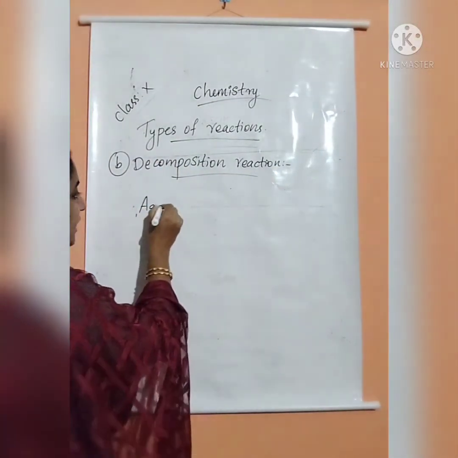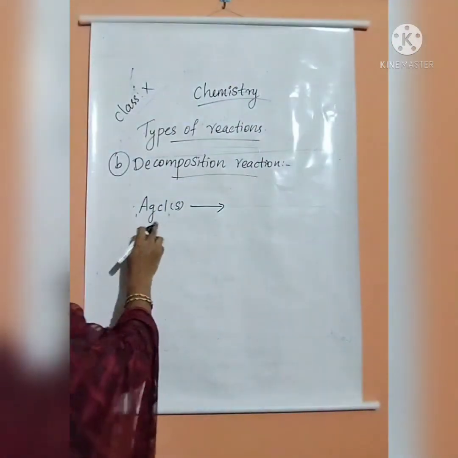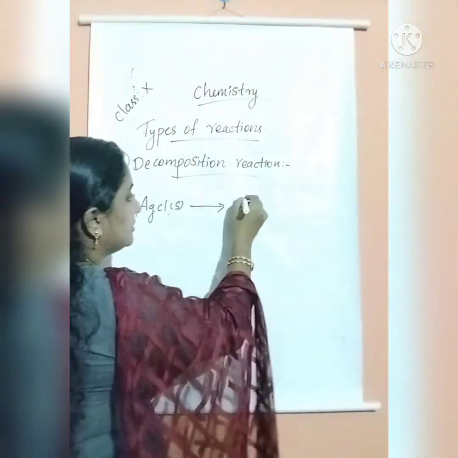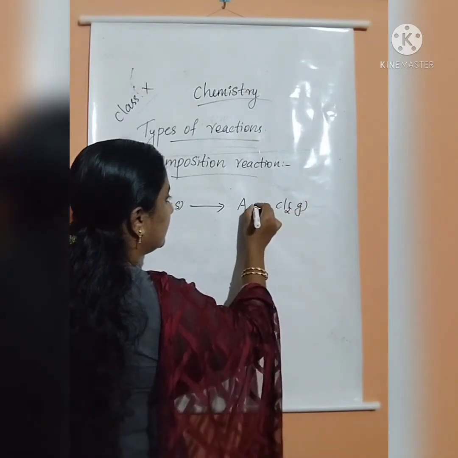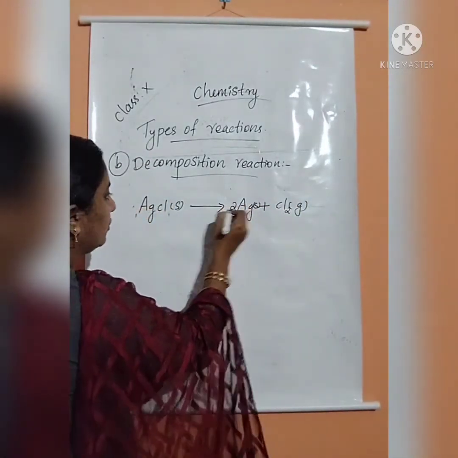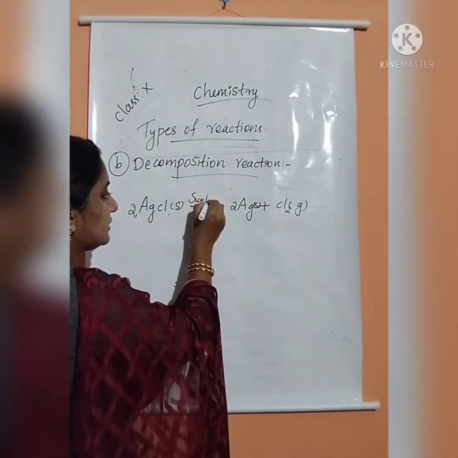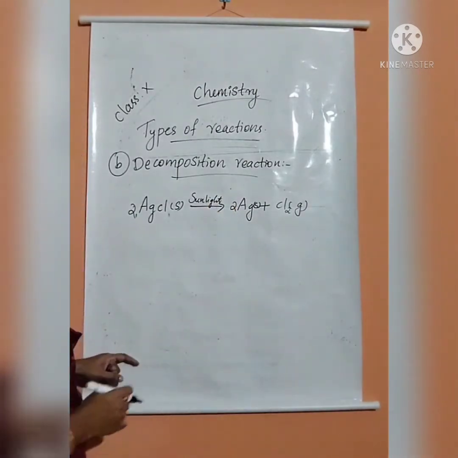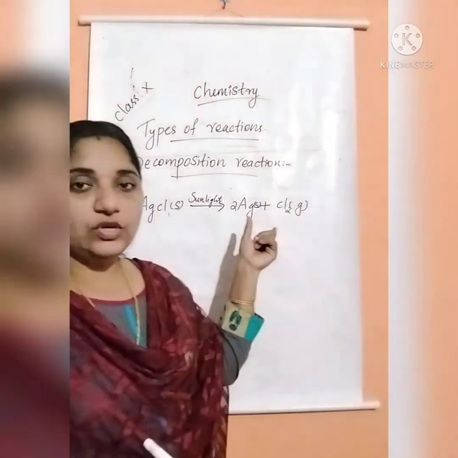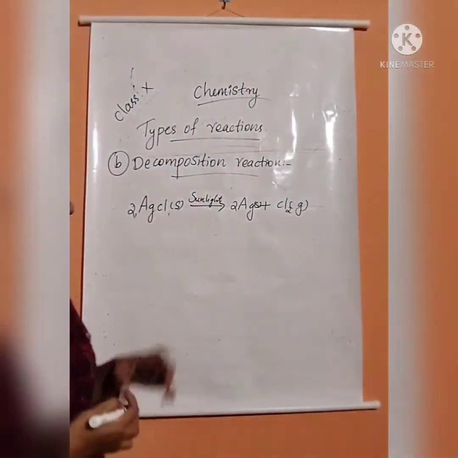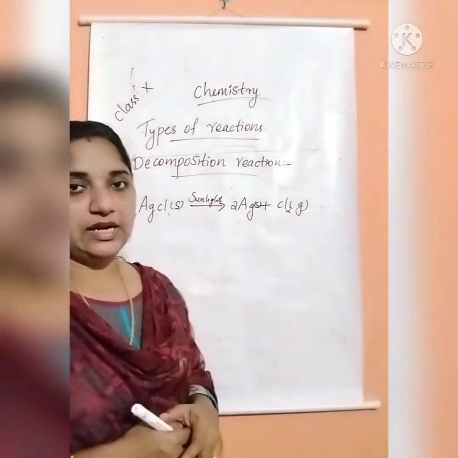Silver chloride, AgCl, exists in solid form. That turns into silver and chlorine gas. Silver exists in the solid state. So 2AgCl, this is silver chloride, in the presence of sunlight. Okay. This reaction happens in the presence of sunlight. So this is known as a photolytic decomposition reaction. This is a type of decomposition reaction. This happens only in the presence of sunlight.